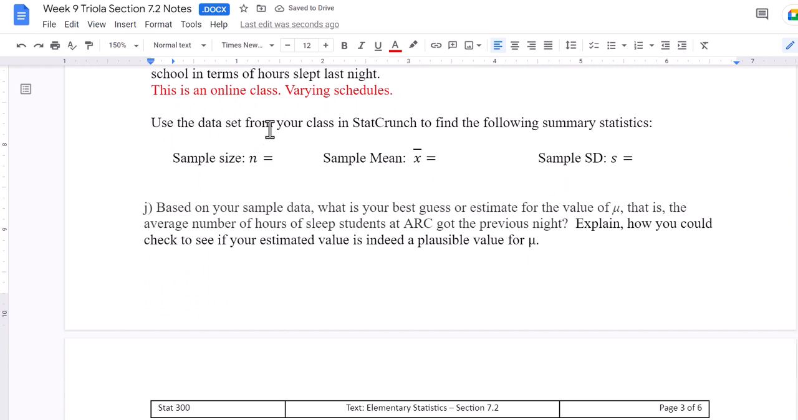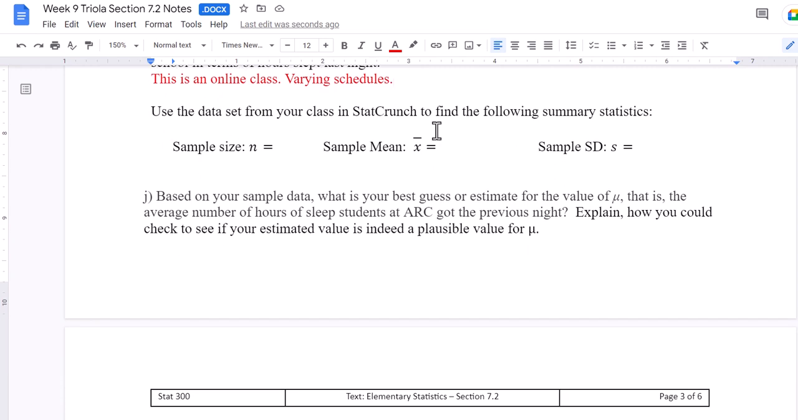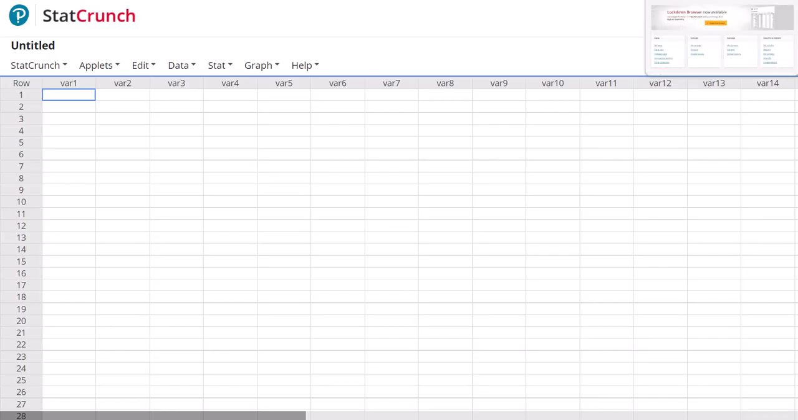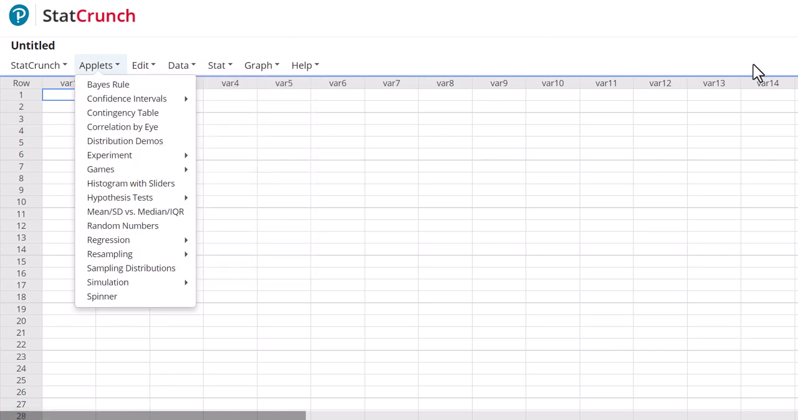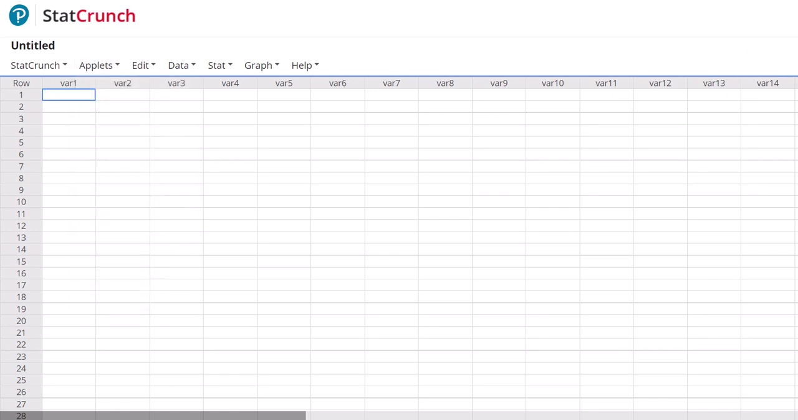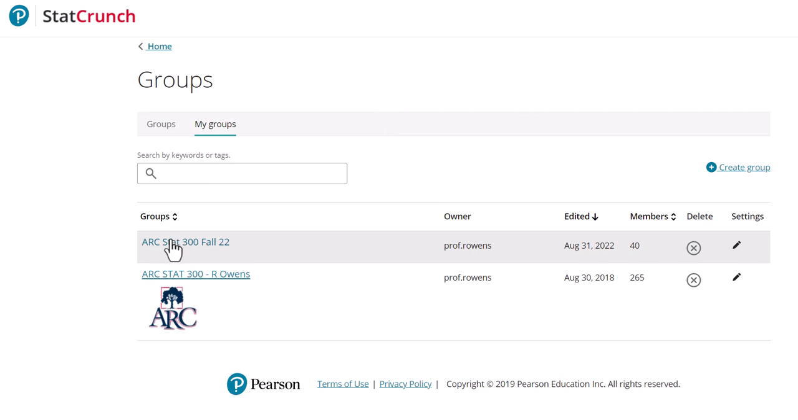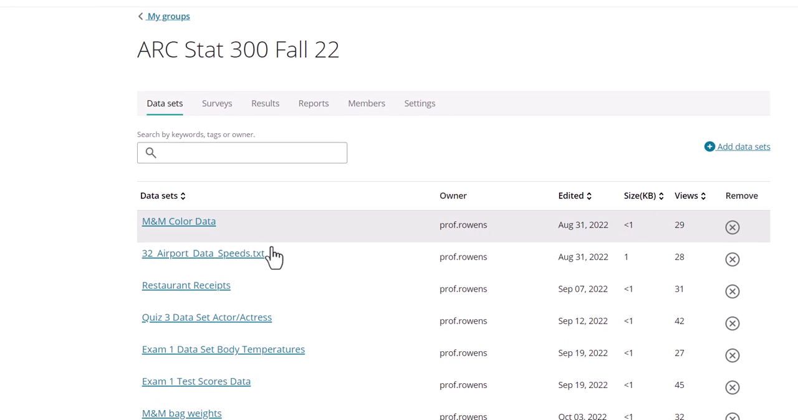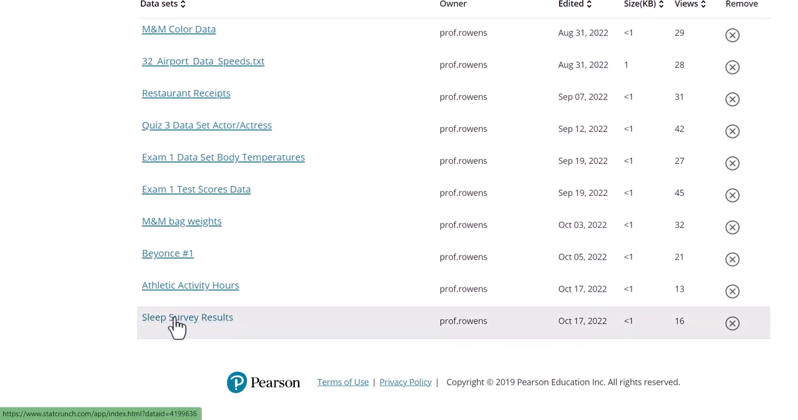All right, so let's use the data from your class in StatCrunch to find the following summary statistics. So go on to StatCrunch and let's find the sample size, sample mean, and the sample standard deviation. You can access StatCrunch from your textbook, or I also put it in that module with statistical technology, so you can access it from there. What we're going to do is go to My StatCrunch, go to My Groups, and then choose the Stat 300 Fall 22 group. And we're looking for sleep survey results. So here we go.